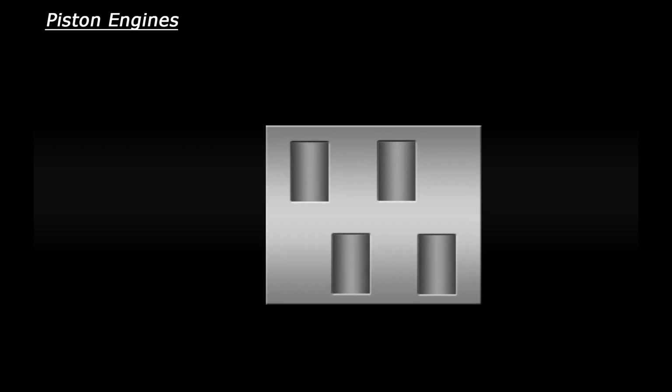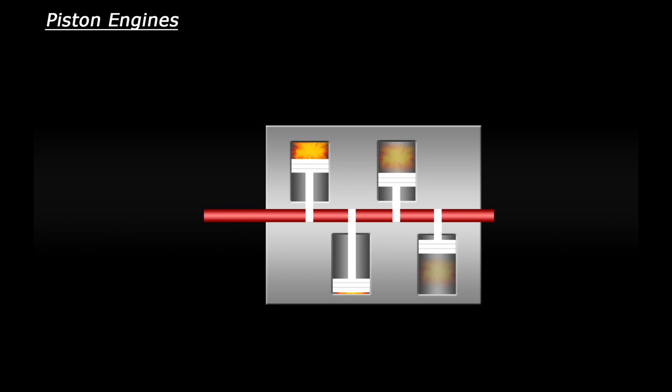You have hollow cylinders inside an engine block. Inside of these, a mixture of fuel and air is ignited by a spark plug. This drives a piston inside the cylinder, which then turns a metal shaft running through the middle of the engine. This shaft connects directly to the propeller, so that when you increase the throttle, the propeller spins faster. You'll find this type of engine on almost all small trainer aircraft such as the Cessna.